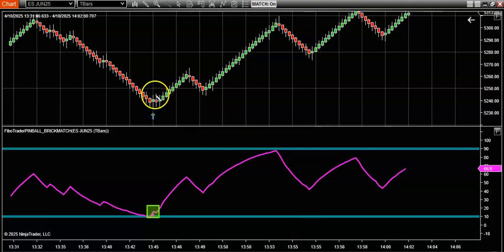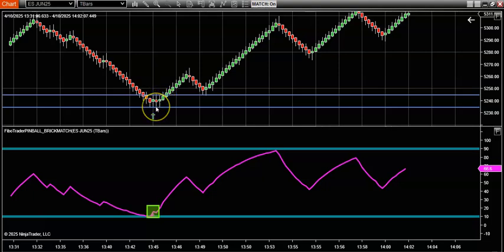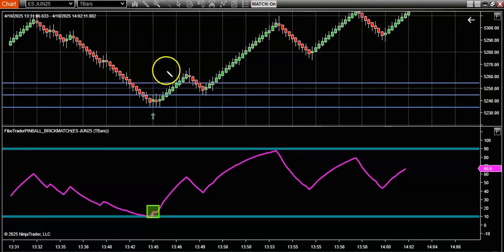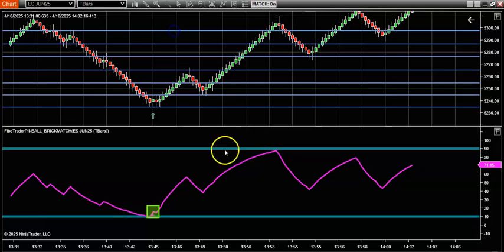The risk on this trade is, as you can imagine, the spacing between these two lines. The top line is the entry, the bottom line is the stop loss. And let me just do this again for you. Here's 1 to 1, 2 to 1, 3 to 1, 4 to 1, 5 to 1.